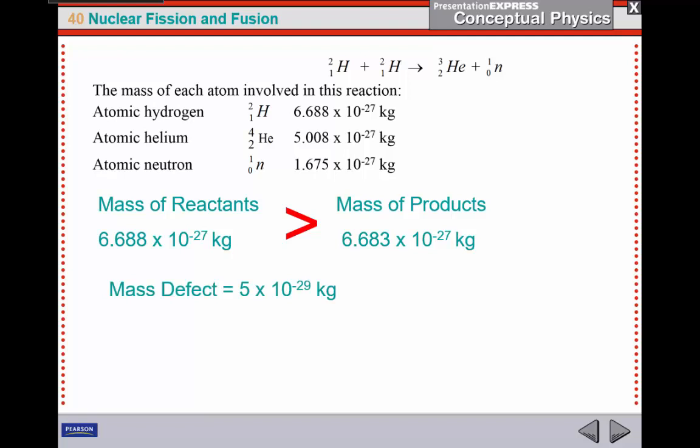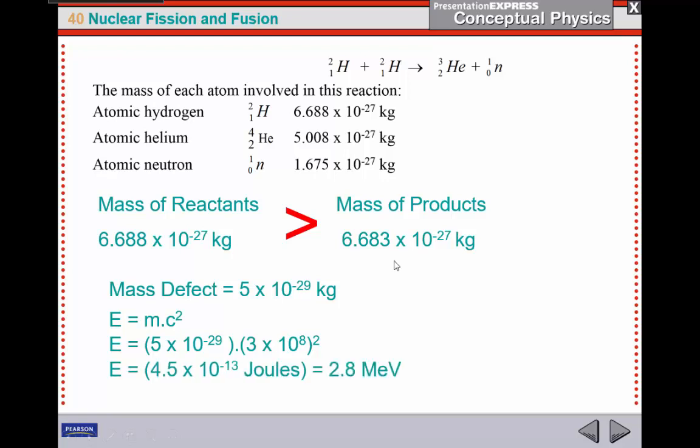Now if you put that into the equation E equals mc squared, the mass defect is 5 by 10 to the minus 29. The speed of light is 3 by 10 to the 8 squared, and then you work that out into joules. Then we divide that by the charge of an electron, 1.6 by 10 to the minus 19, and convert that to mega electron volts. So that's 2.8 mega electron volts for every reaction that occurs.